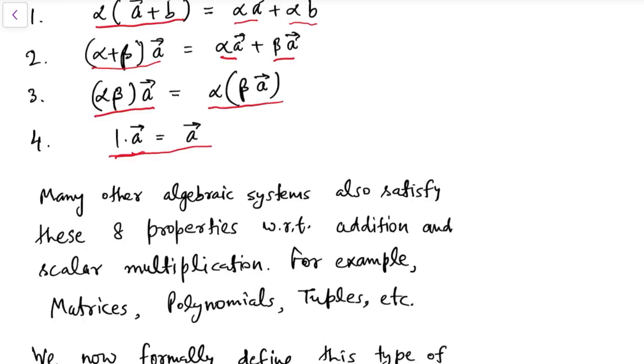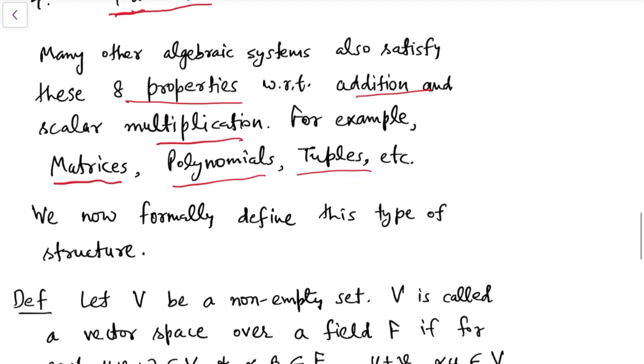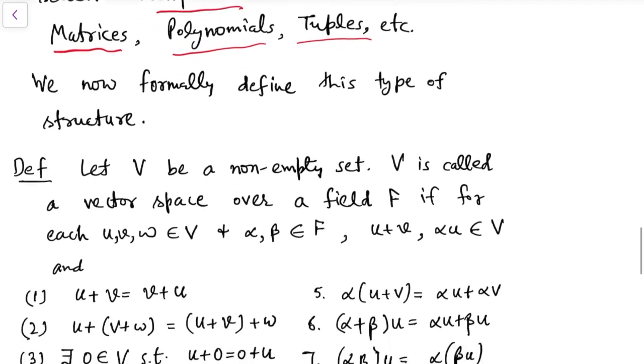So these physical quantities that we are calling vectors satisfy these 8 properties, and there are many other algebraic systems that also satisfy these 8 properties with respect to addition and scalar multiplication. For example, matrices, polynomials, and tuples all satisfy these 8 properties. So we now formally define this type of structure as follows.